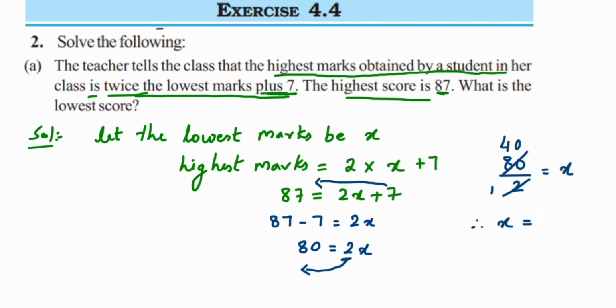Since we have assumed that x is nothing but the lowest marks or lowest score, therefore from here we can write down lowest marks is equal to 40. That's it.